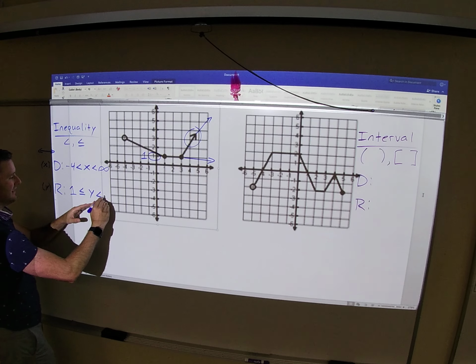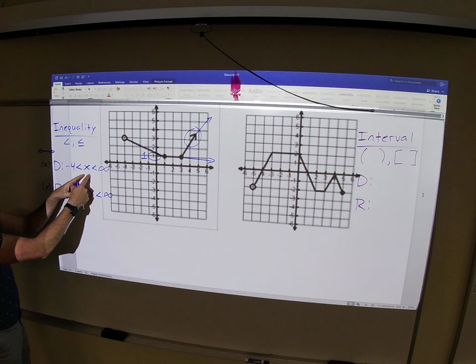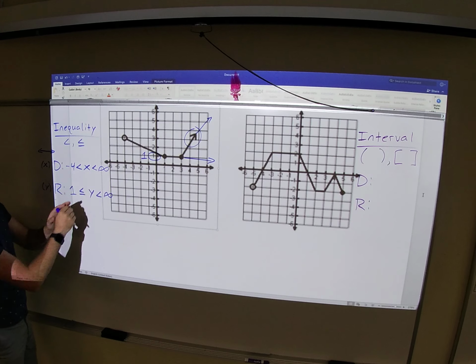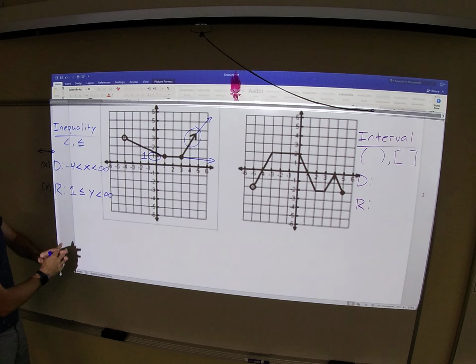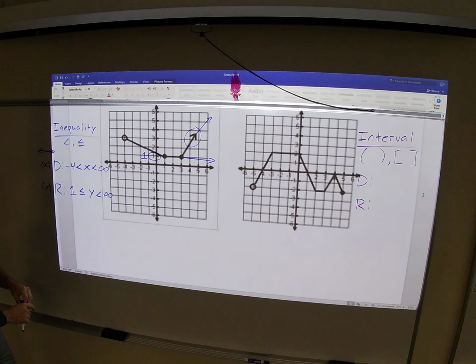How we read these is for domain, all of my x values are going to be somewhere in between -4 to positive infinity, and all my y values are going to be somewhere in between +1 and positive infinity.